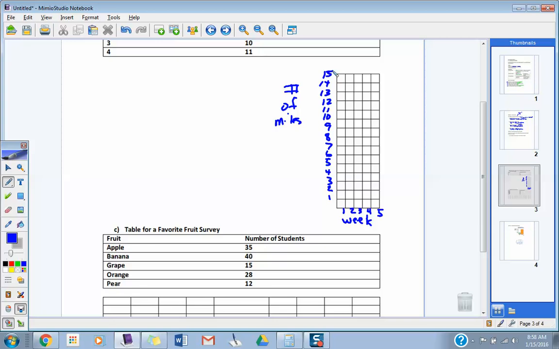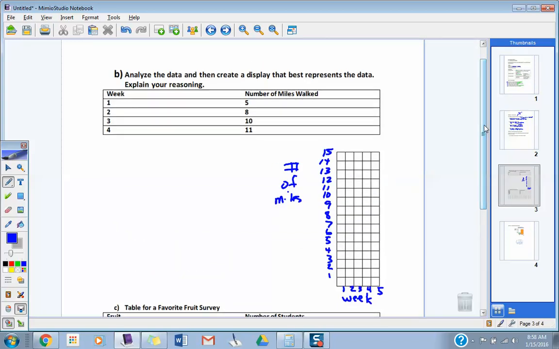Okay, so this is what the chart might look like. So it says analyze the data and then create a data display that represents the data and explain your reasoning. First of all, we're talking about the number of miles you walk. So in week 1, oh my gosh, week 1, how many miles did you walk? 5. In week 2, how long? Week 3. Week 4. How long was a week? How long was a week?